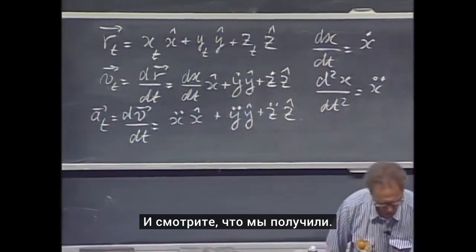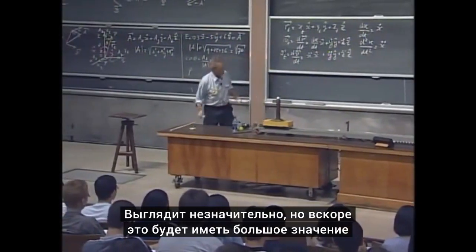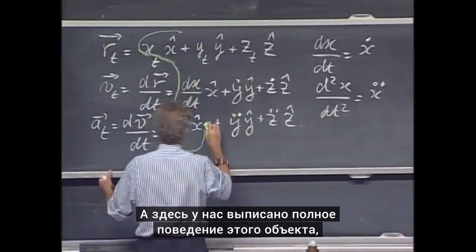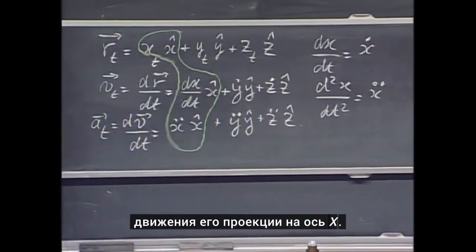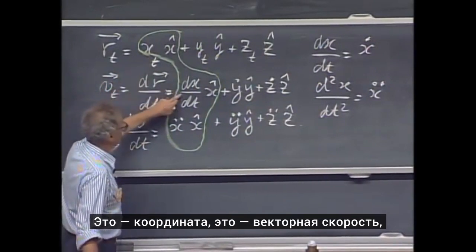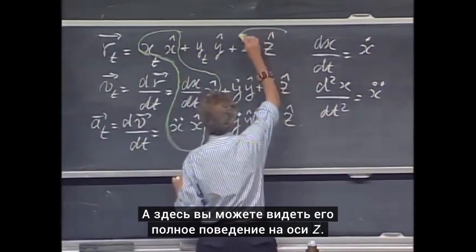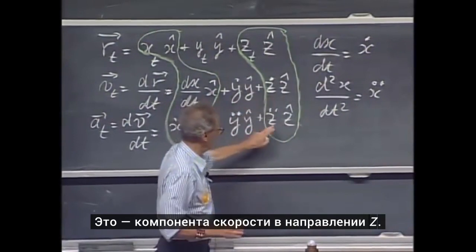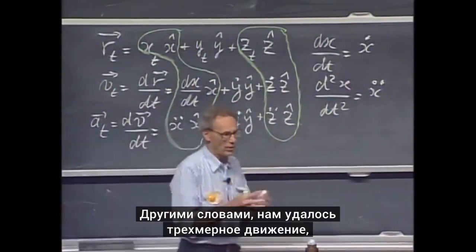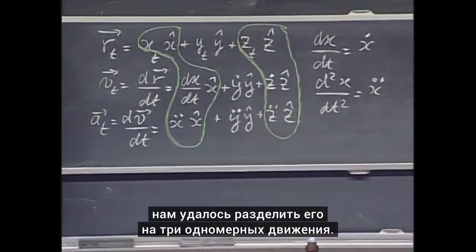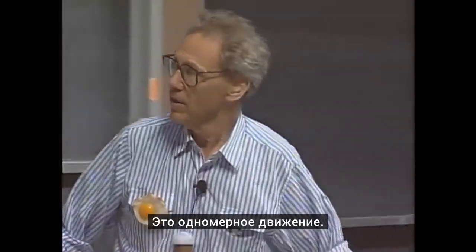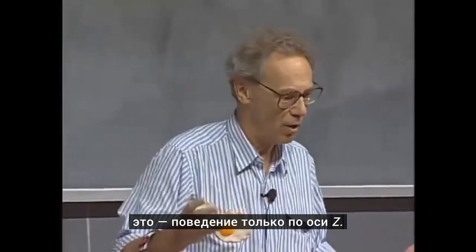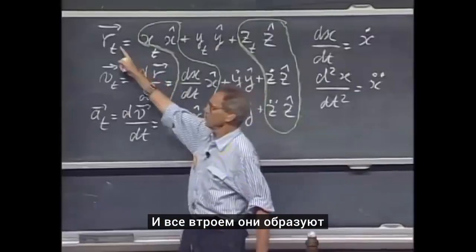And look what we have now accomplished. It looks minor, but it's going to be big later on. We have a point P going in three-dimensional space. And here we have the entire behavior of the object as it moves, its projection along the x-axis. This is the position, this is its velocity, and this is its acceleration. And here you see the entire behavior on the z-axis: the position on the z-axis, the velocity component in the z direction, and the acceleration in the z-axis. And here you have the y. In other words, we have cut a three-dimensional motion into three one-dimensional motions. This is a behavior only along the x-axis, this only along the y-axis, and this only along the z-axis, and the three together make up the actual motion of that particle.